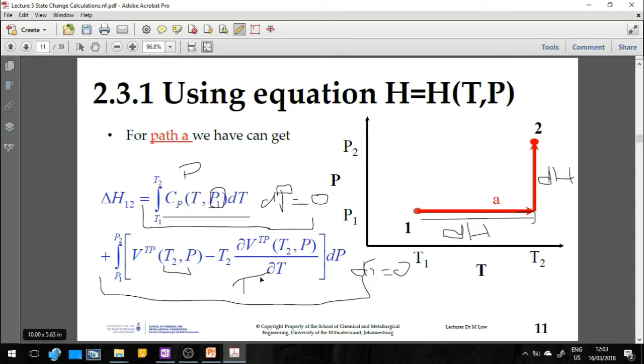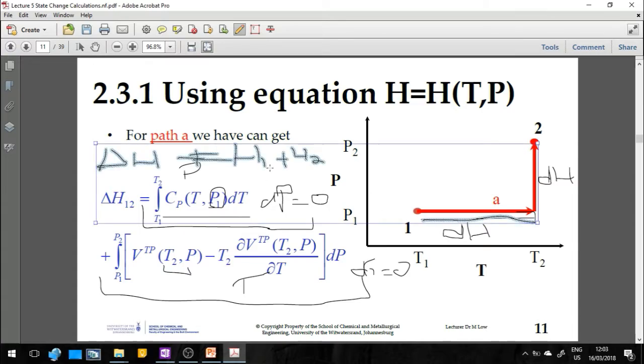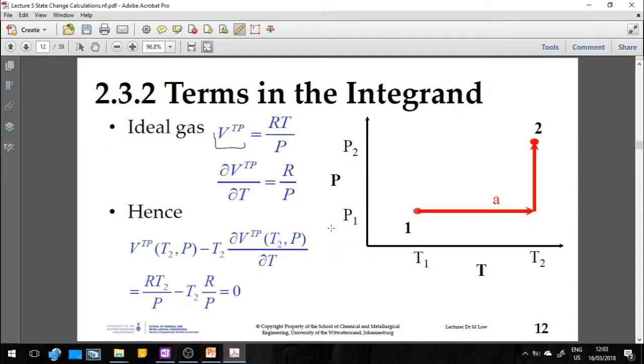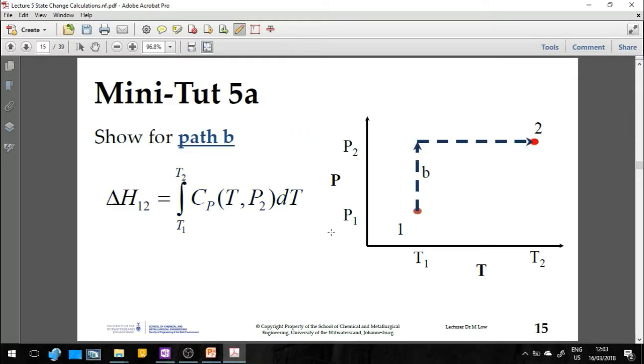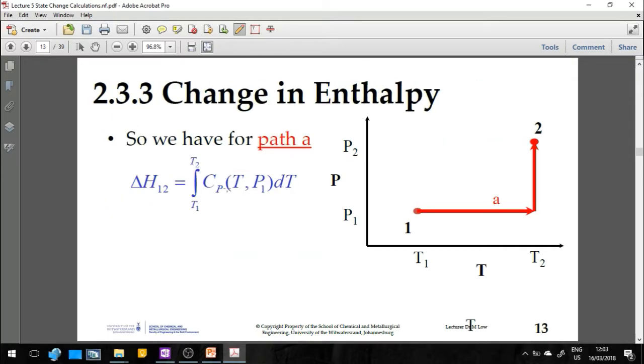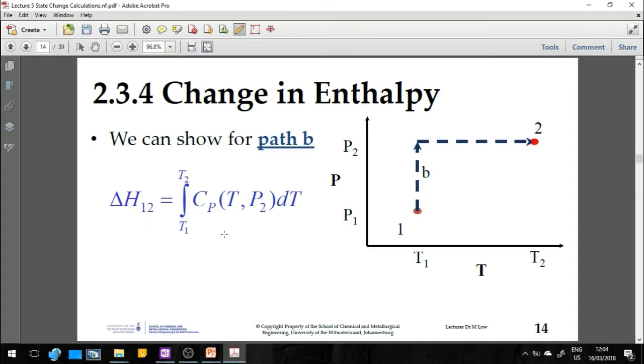And the point why you can do this is because H is additive and it's extensive, so H equals H1 plus H2. H1 goes to that point, and H2 goes to that point, it's a dH, and that's how you can evaluate the function and the paths on the PT graph. So you eventually can find for path A that delta H equals Cp dT, and for path B you also find delta H equals Cp dT.